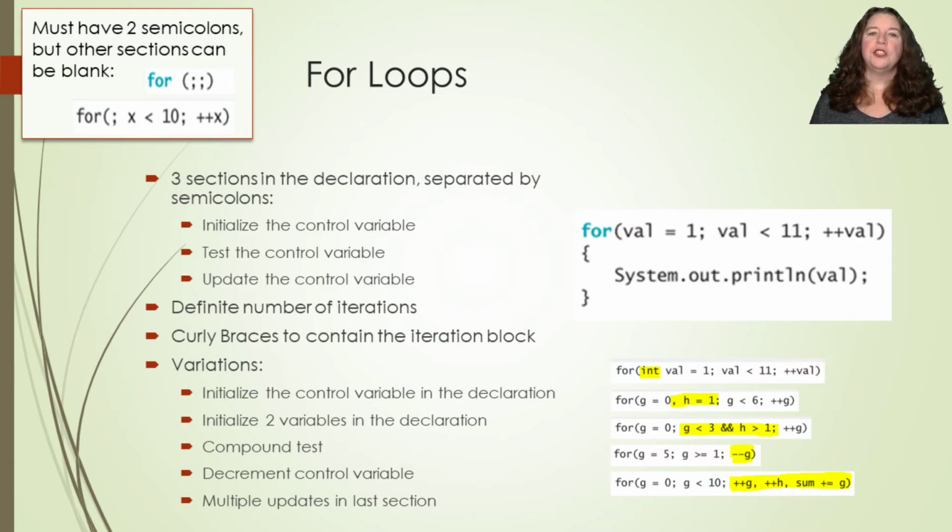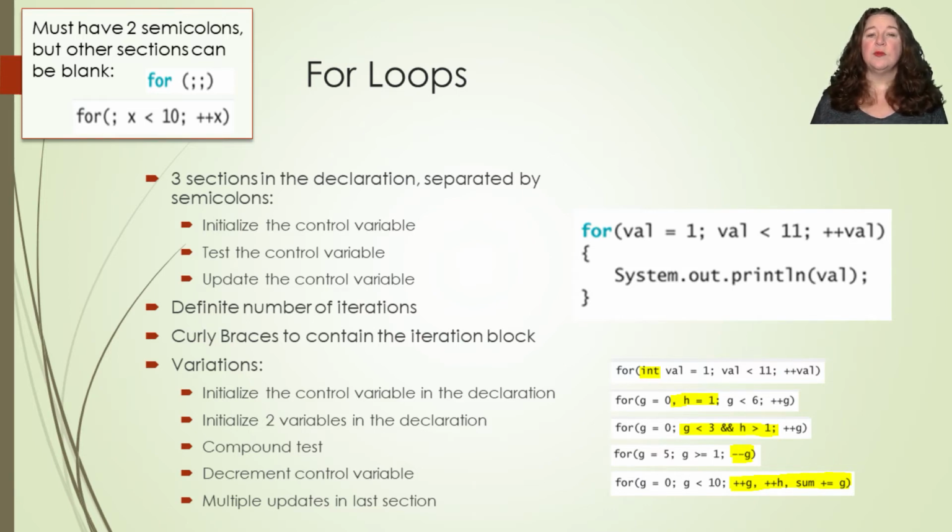For loops are generally used when you have a specific number of iterations you want to run through. There are always 3 sections to a for loop. The first part initializes your control variable. So we're going to set our control variable to, say, 1. We're going to create a new variable while we do this, or we're going to use a variable that already exists. But we're going to set our control variable.